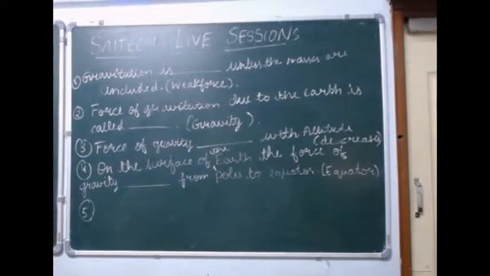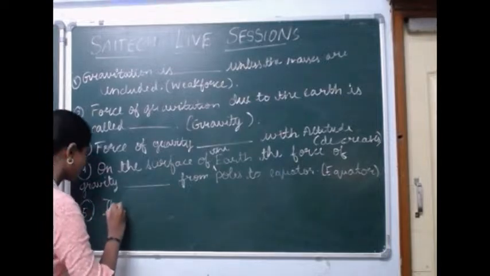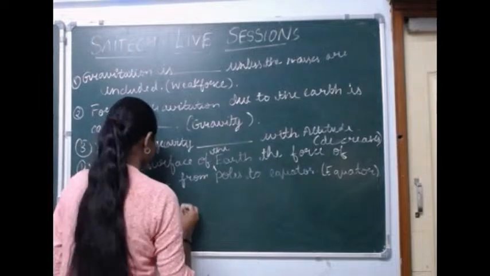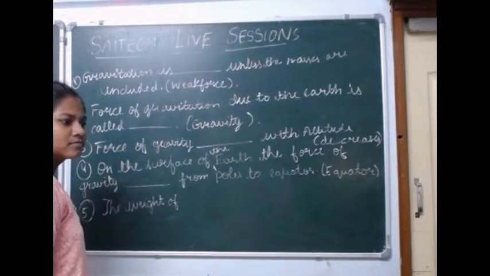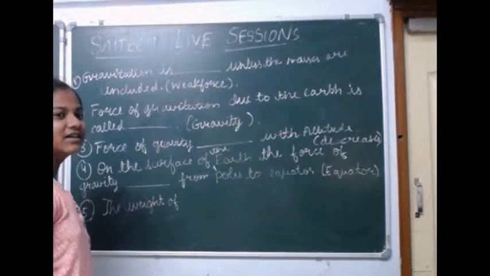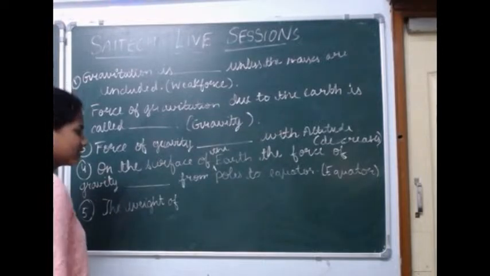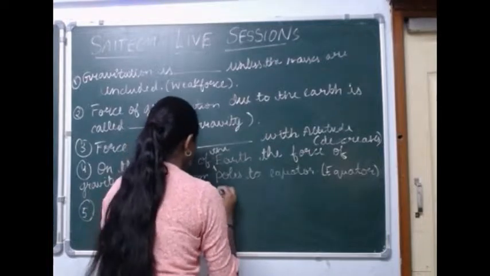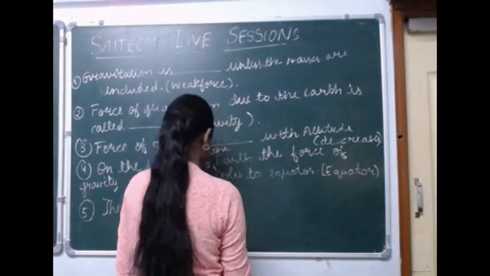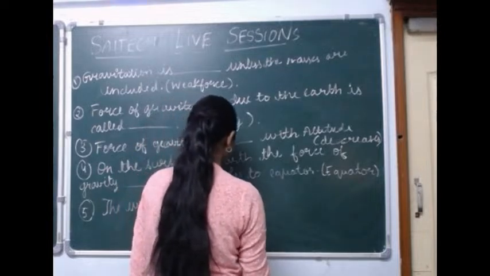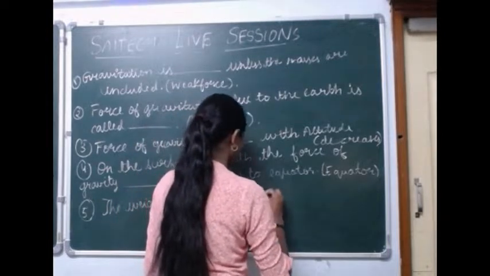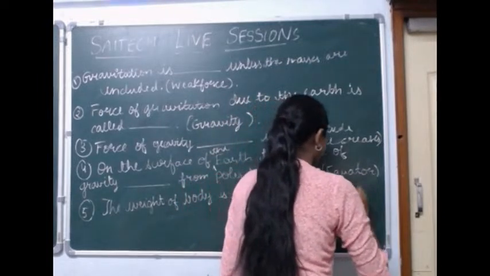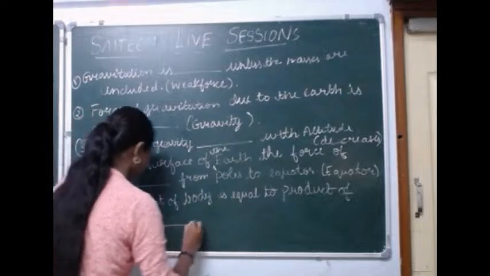Next question. The weight of the body is equal to the product of dash and dash. Anyone? It is easy. Mass and acceleration due to gravity. Okay. The weight of the body is equal to the product of dash and dash. You can put m and g. m is mass, g is acceleration due to gravity. Next question.